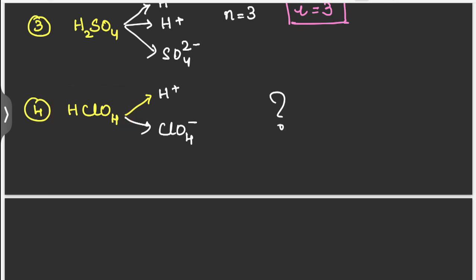So for strong electrolyte, that is strong acid, we have seen. Now let us take some examples for strong base.